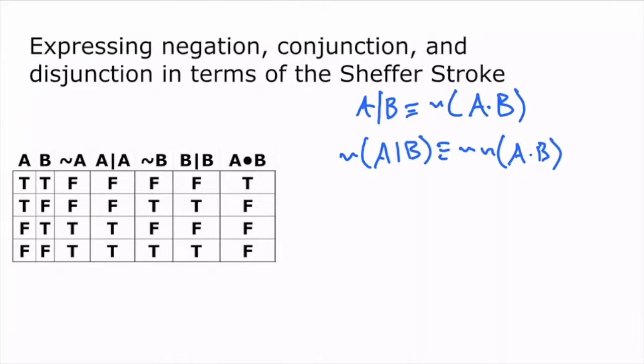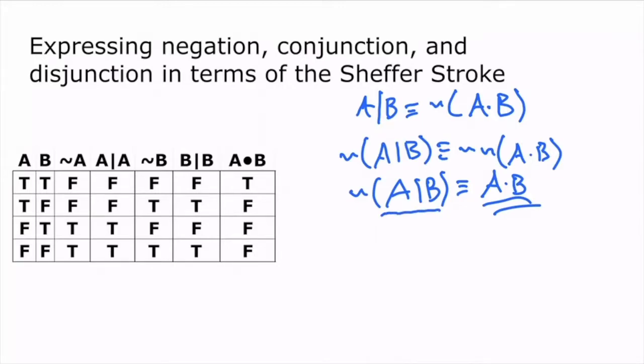And both of these negations cancel out. So not (A stroke B) is equivalent to A and B. So if we want to re-express conjunction, we can do it as the negation of A stroke B. Okay, but what about this negation operator? Well, we already know how to re-express negation. We negate something by just putting that statement on both sides of a stroke.